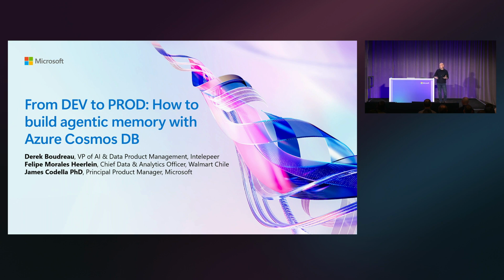And today we're going to talk a little bit about, obviously, agentic memories, but we'll go through a process of what are memories. We'll talk about why Cosmos DB is a great database for agentic memories. We'll walk through some design patterns. And then we'll hear from our friends at Segjgg and Walmart Chile about how they built their agentic platforms on Azure using Azure Cosmos DB for storing short-term and long-term memories.